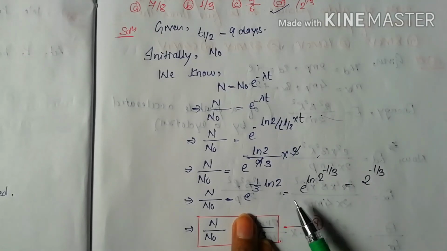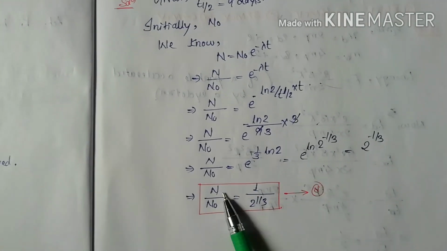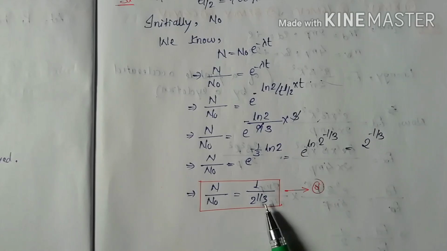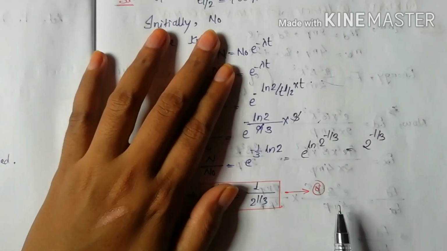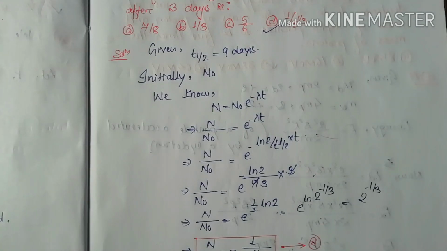This log and e, it will get exponential, we cancel the log, and we will have 2 to the power minus 1 by 3. That means n by n0 is equal to 1 by 2 to the power 1 by 3. So the correct option is option D. So this is a very simple question. I am repeating again and again, you can see the basic radioactive formula is used, the basic nuclear radius and all these things.